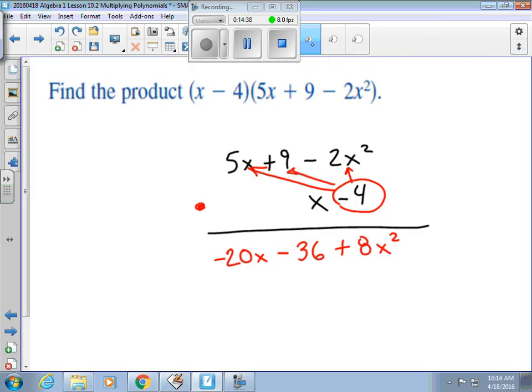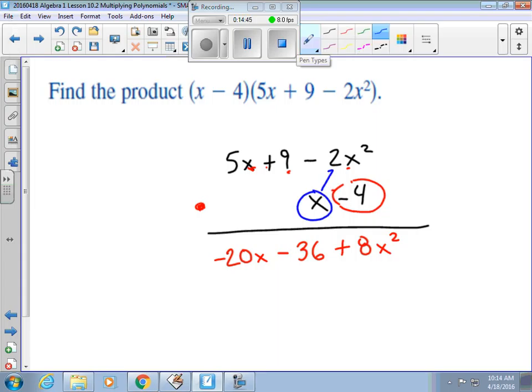Also multiply the other term, x, by all of the terms. X times negative 2x squared. Remember, we have to skip a place here. You add the exponents to get negative 2x to the third. X times 9 is positive 9x. And x times 5x is positive 5x squared.